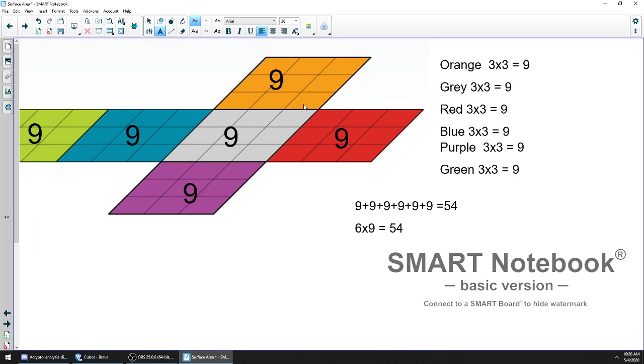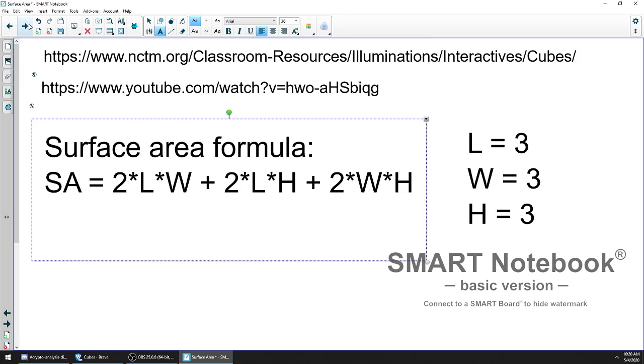So remember, first one, we broke it down to the faces. We found the area of each single face and added it up. In this one, we just have the formula. Once I figure out the length, width, and height, I'm just going to plug it into the equation. Plug it in.